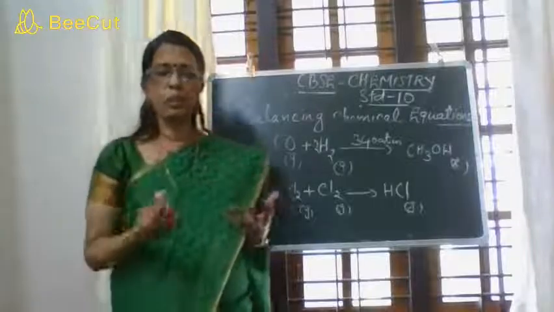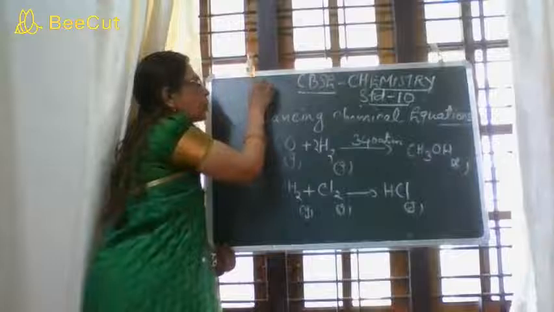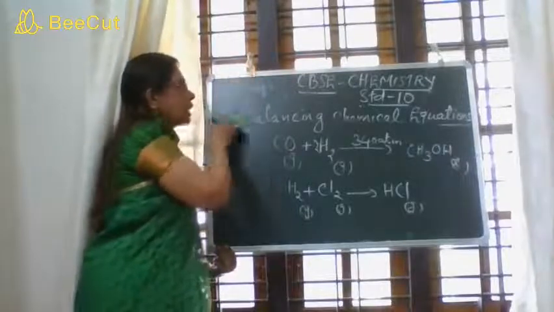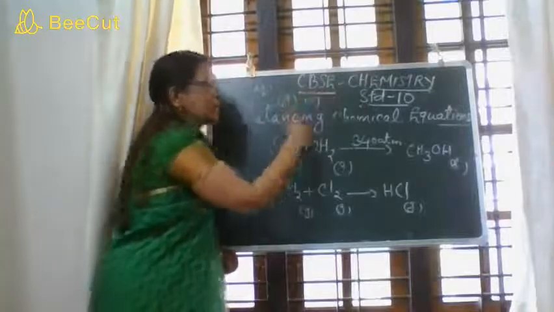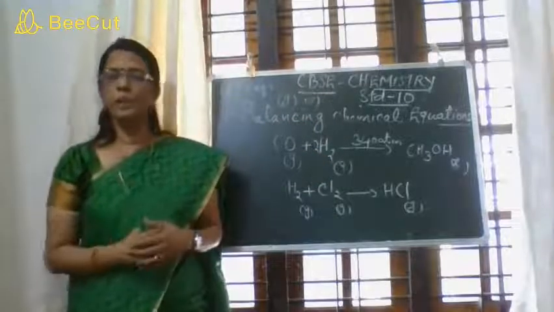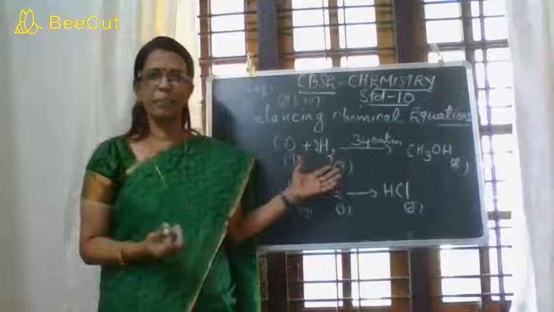For aqueous solution, within the bracket, aq is written. For liquid, l is written, for gas, g is written, for solid, s is written like this. That is, it is written as a subscript. So all these are the information that we are getting from a chemical equation.